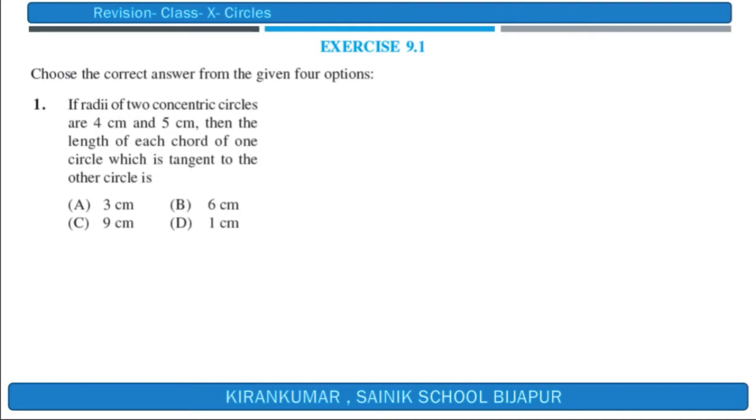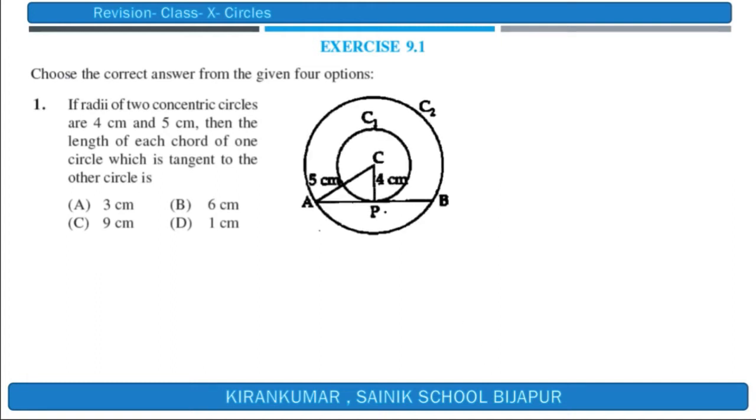The convenient diagram I have taken here has two circles named C1 and C2. C1 is the smaller circle with the radius 4 cm, and C2 is the larger circle with the radius 5 cm. Let O be the center for both the circles.